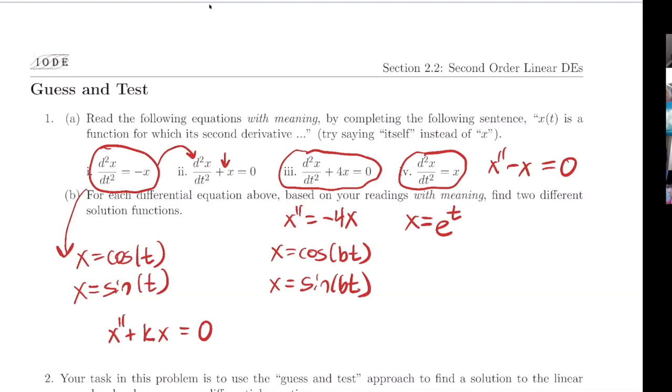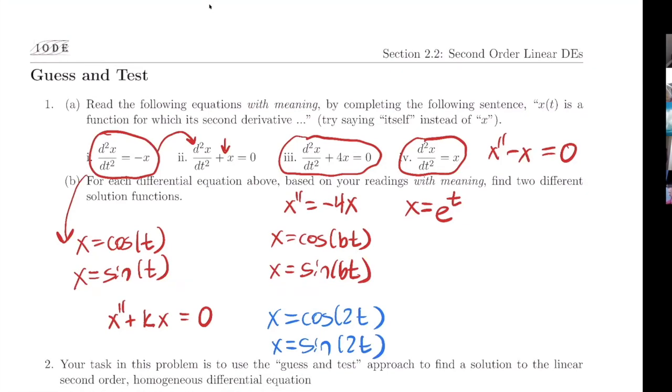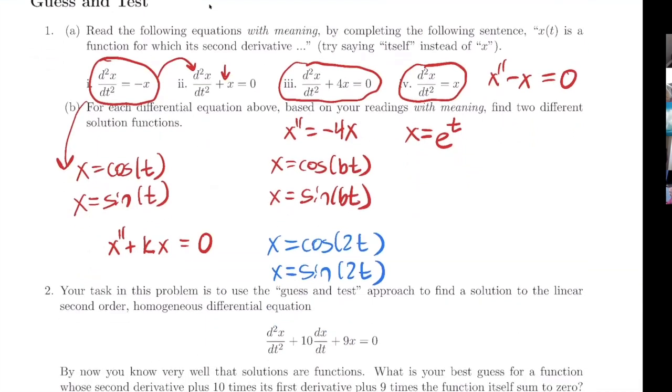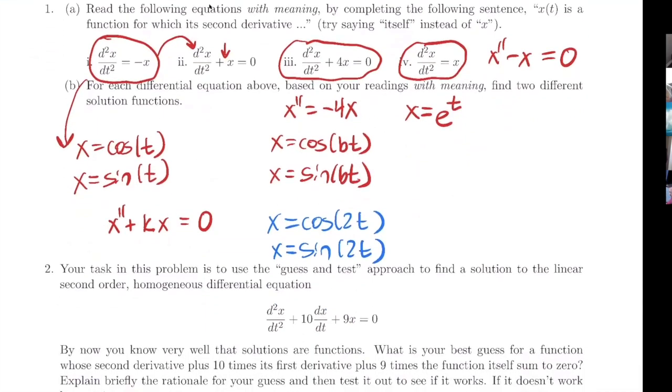So in this case, we would get solutions such as x is equal to cosine of 2t or x is equal to the sine of 2t. So that's a quick recap of the videos and the quiz questions, but is there anything that you would like me to clarify relating to that?